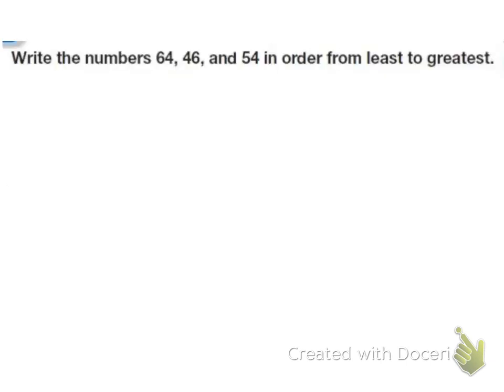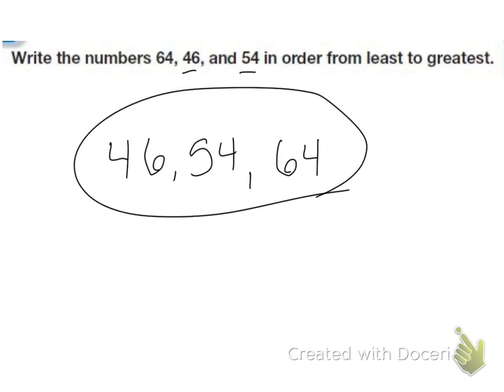All right, so here it says write the numbers 64, 46, and 54 in order from least to greatest. So from least to greatest means smallest to largest. So I'm going to have the smallest number be first, and that's 46. Then the middle number, 54. And finally, 64. Okay, and that would be my answer.